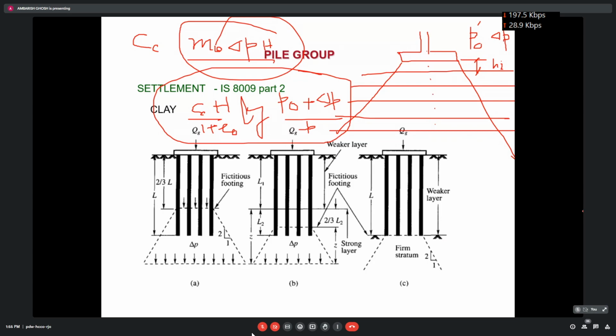Have you read over-consolidated clay and normally consolidated clay? Yes. Over-consolidation ratio, do you know? What is over-consolidation ratio? Past effective overburden pressure divided by present overburden pressure. Am I correct?